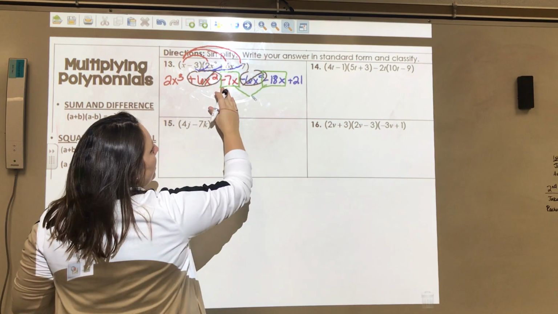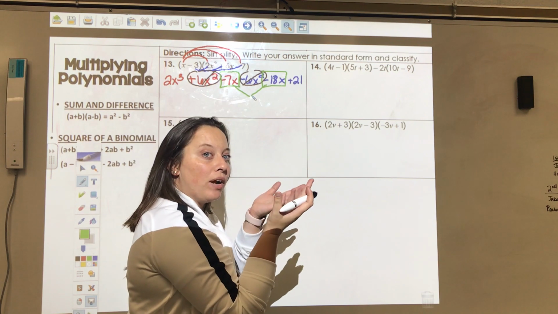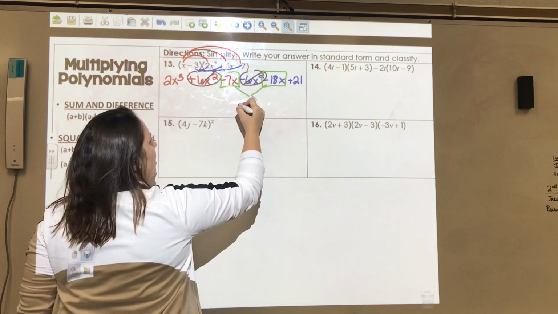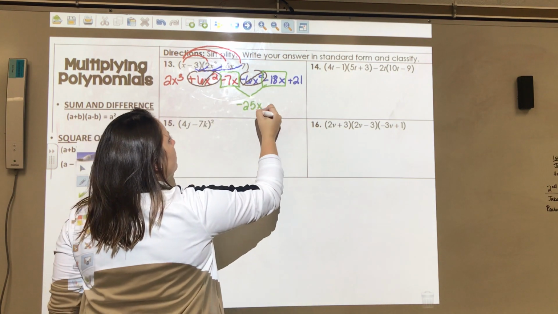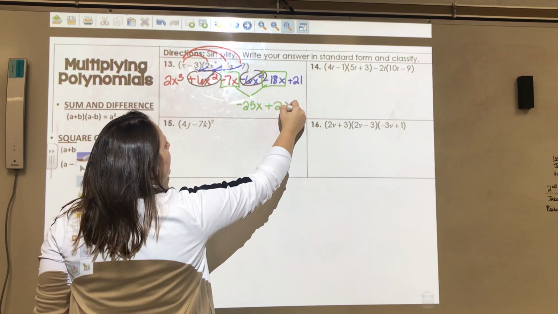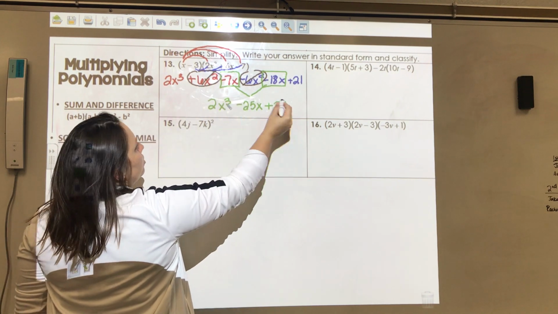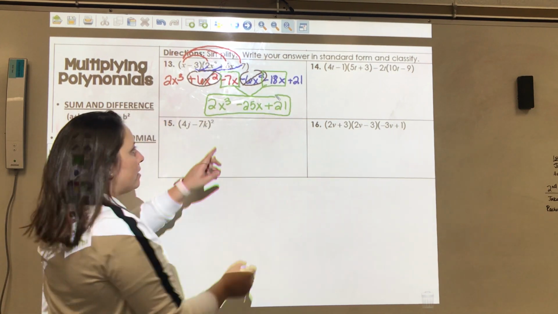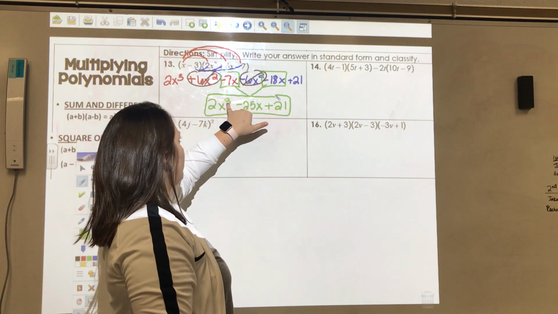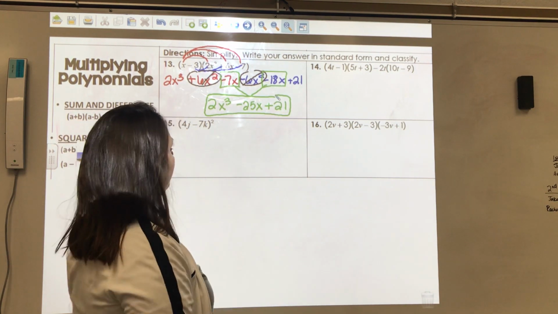Those combine, so we got 7 negatives and then 18 more negatives. So in your mind, you're really adding the numbers. We're adding negatives. So that means together we have negative 25x. And this 21 cannot combine with anything, so it's going to stay positive 21. We still got this guy over here, 2x cubed. So that is the simplified answer. It is in standard form because they're going from power 3 to power 1 to power 0. So it is in descending order.